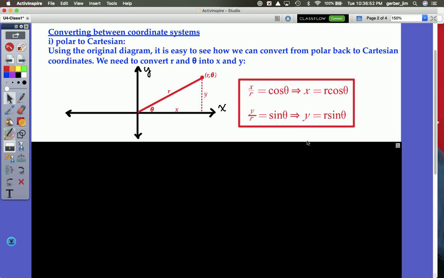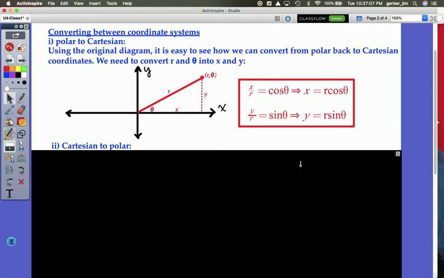And so it's very easy to convert from polar to Cartesian. If I know what r and theta are, then I can get x and y simply by saying that x is r times the cosine of theta, and y is r times the sine of theta, and that gives me my two Cartesian coordinates. Going from Cartesian to polar is almost just as easy.